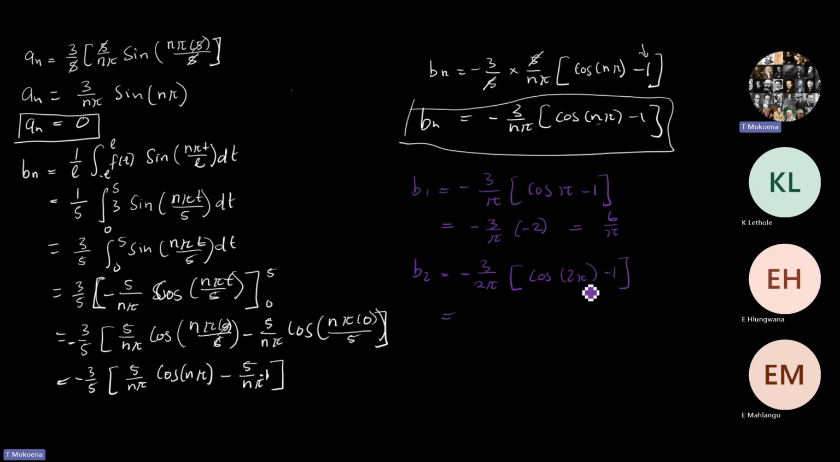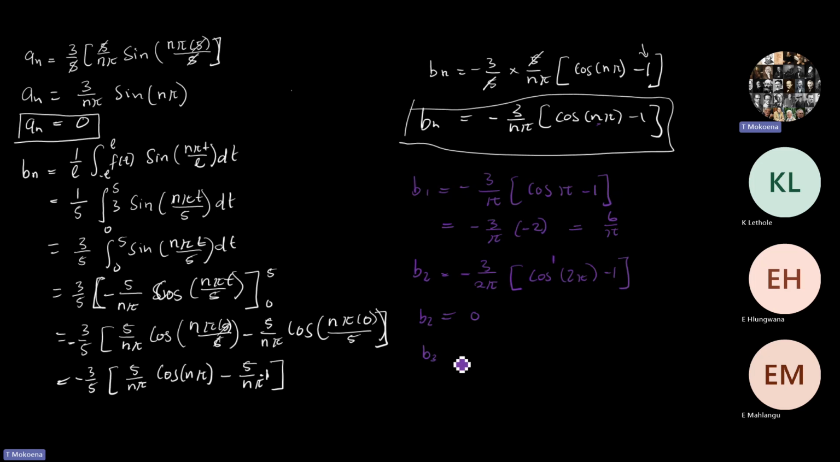I said to you, punch only this portion in your calculator. So when you punch cos 2 pi on your calculator, you're going to get +1. So +1 minus 1 is 0, and everything multiplied by 0 is going to be 0. So b sub 2 will give us 0.